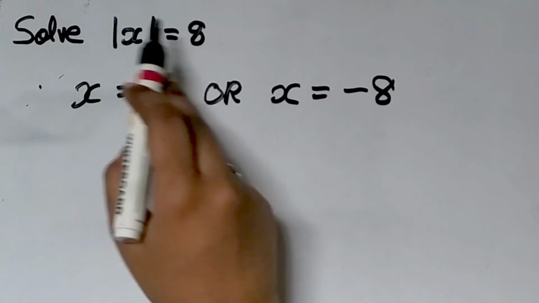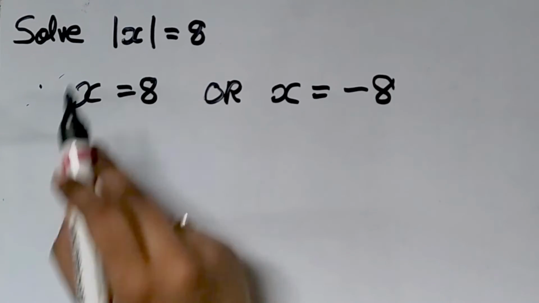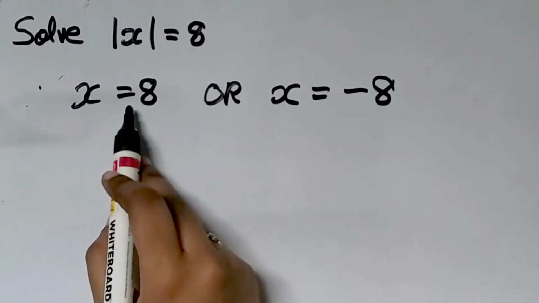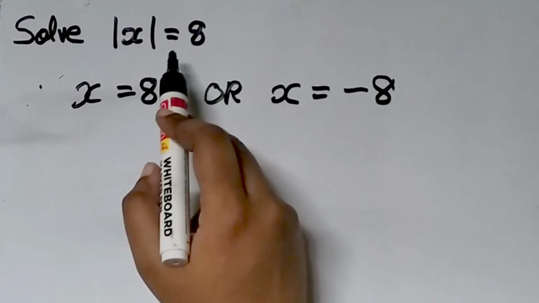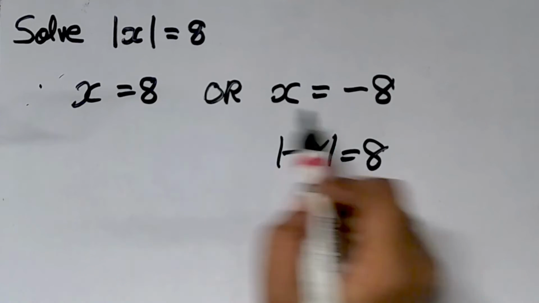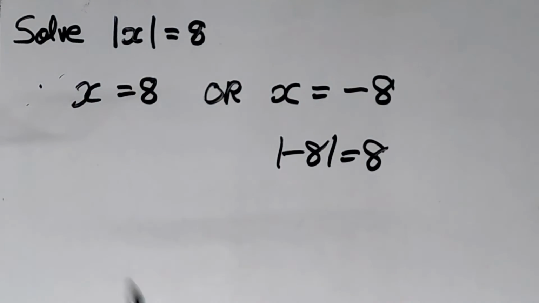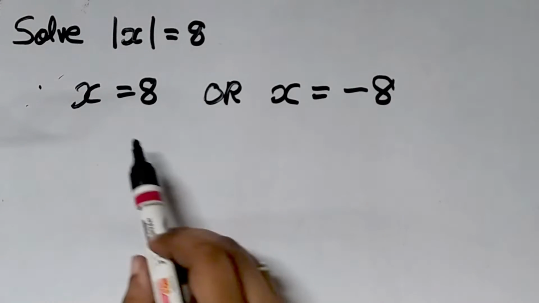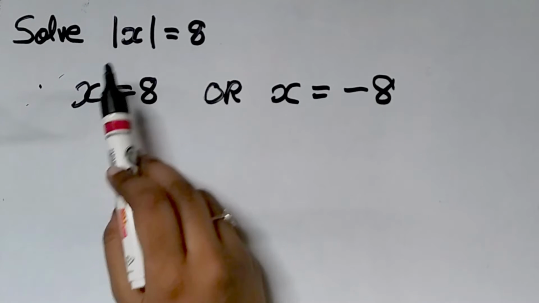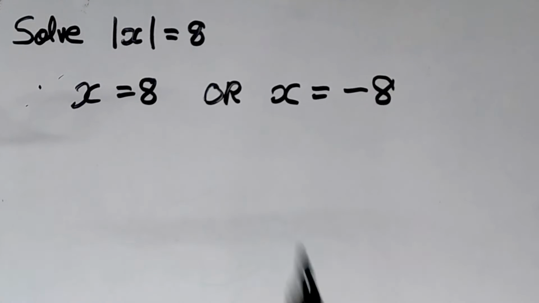So whenever we have such problems, that is, if x is inside the mod, then we can have two possibilities: x equal to 8, or x equal to minus 8, because |-8| is 8, right? If we put minus 8, we get 8, and |8| is 8 only. Remember, when a variable x is inside the modulus sign, the variable x will have two values.